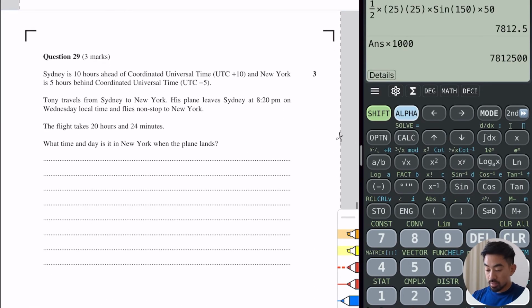All right, 29. Sydney is 10 hours ahead of UTC, Coordinated Universal Time, and New York is 5 hours behind. Tony travels from Sydney to New York. He leaves Sydney at 8:20 on a Wednesday local time and flies non-stop. The flight takes 20 hours, 24 minutes. What time is it in New York when the plane lands? Okay, so I personally would never be able to do this without drawing a diagram. So let's start with that.